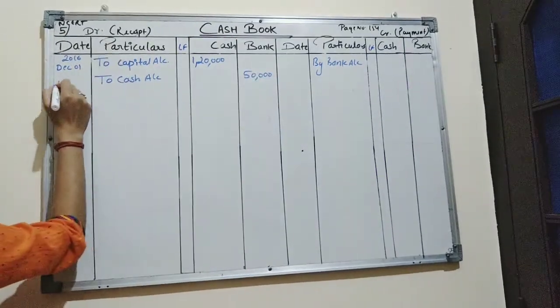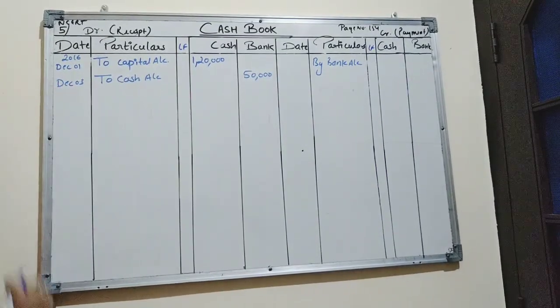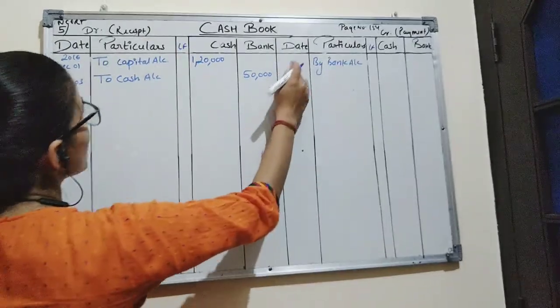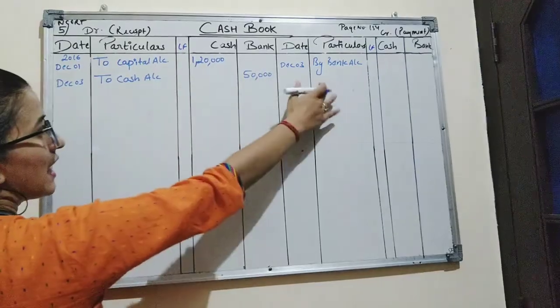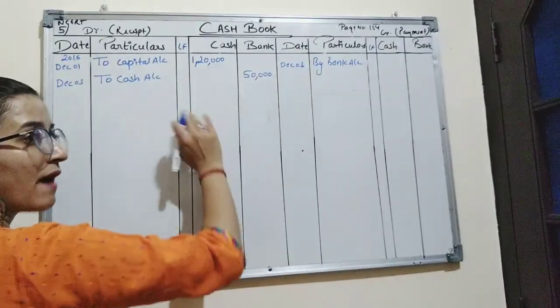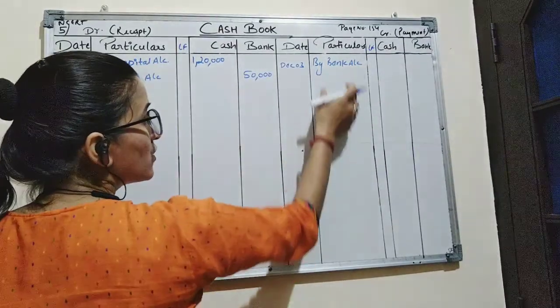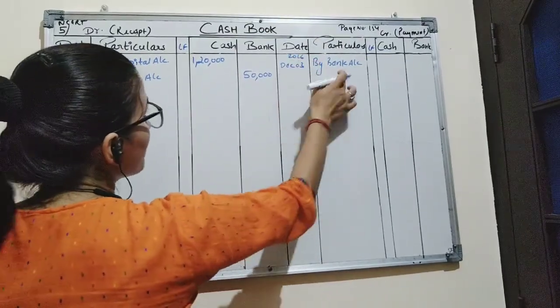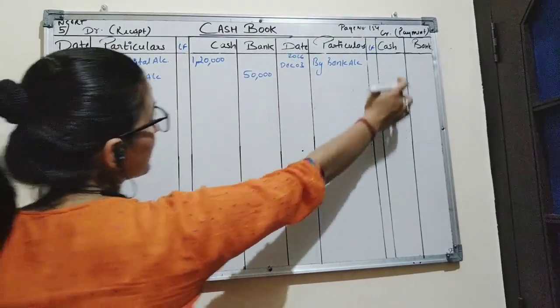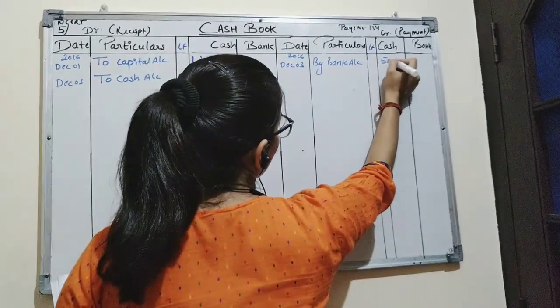Date is 3rd December. On the same date, we will record it as by bank account because bank was debited in the entry. So here it will be credited. And the amount will be recorded on cash column, which is 50,000.